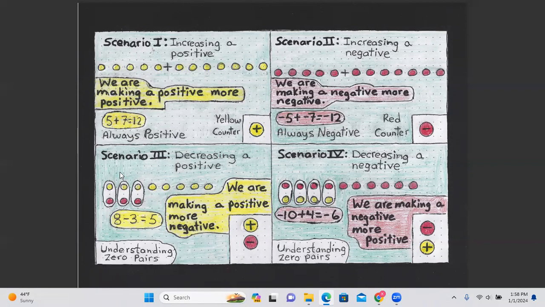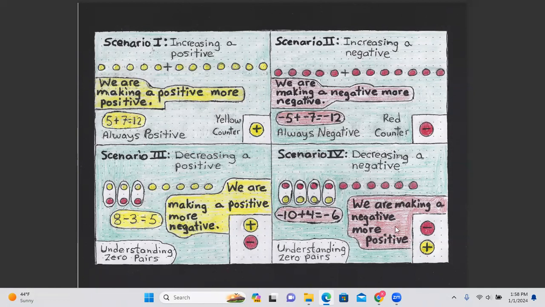And so we went from 8 positive counters to 5 positive counters. And in this case, we're simply making a positive more negative, but it's still positive, it's just less positive than what it was before. And let's compare that to scenario 4, where we are decreasing a negative.